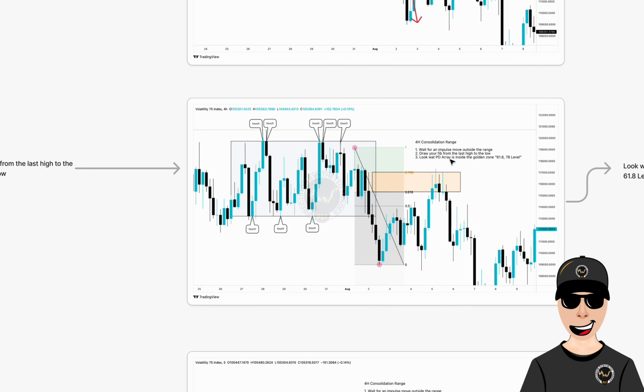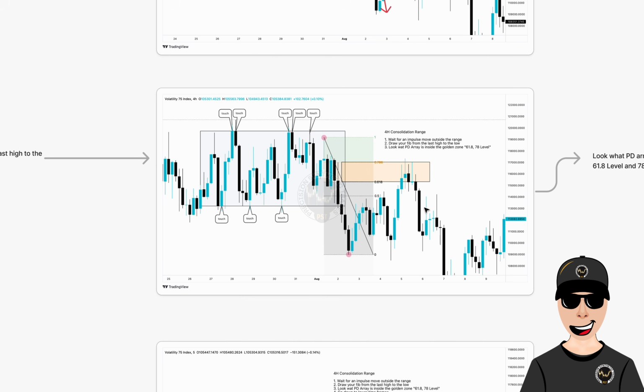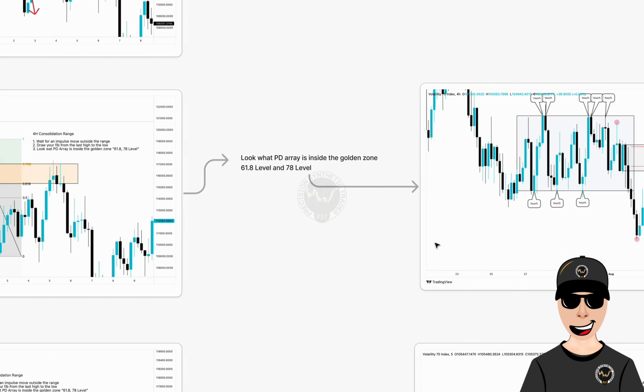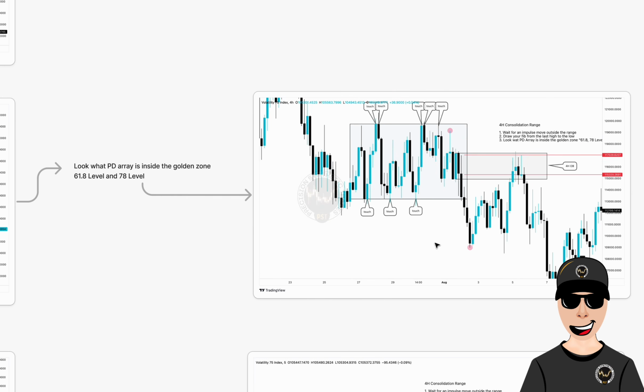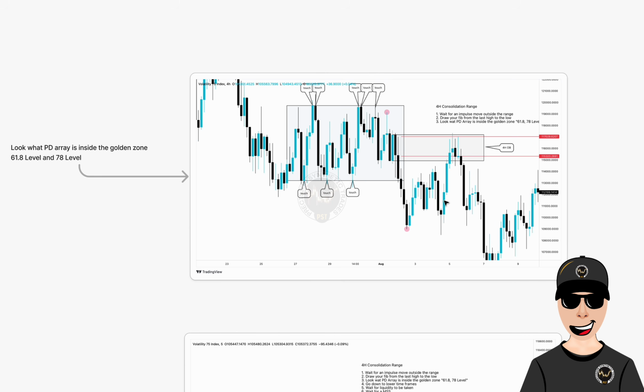So let's quickly read there. Look what PD array is inside the golden zone, the 0.618 level. So what can we see there? I'm going to leave the screen here a little bit and then see if you can see something. Alright, so let's quickly see what we had.